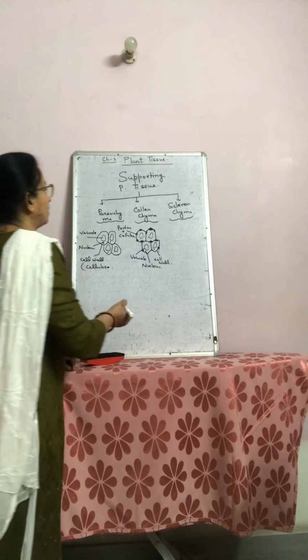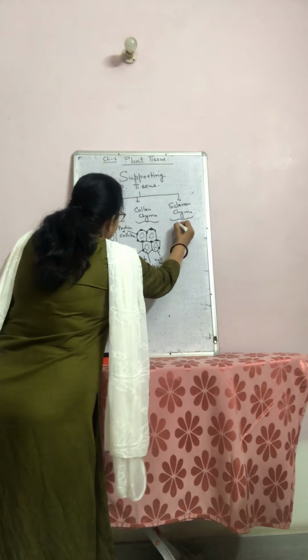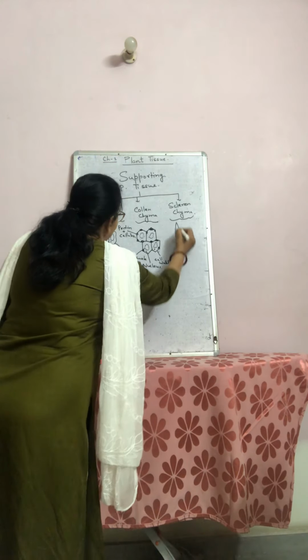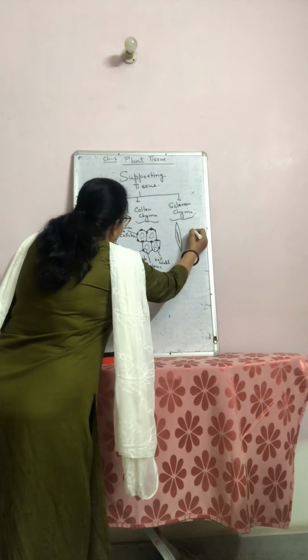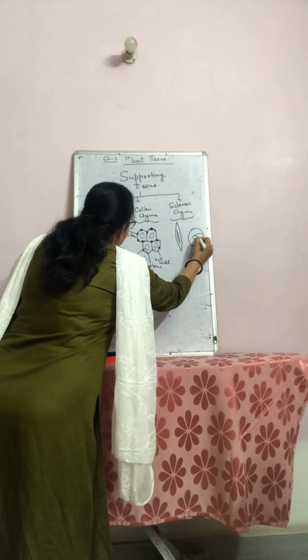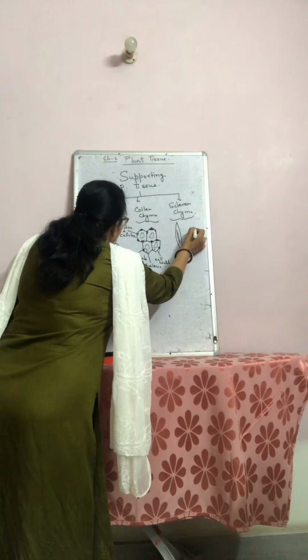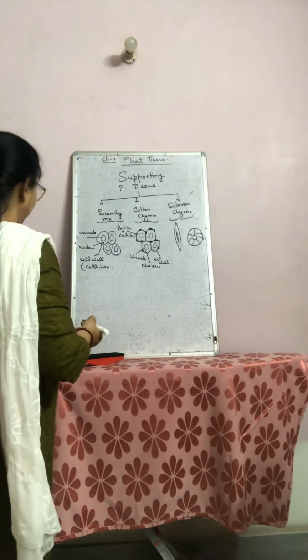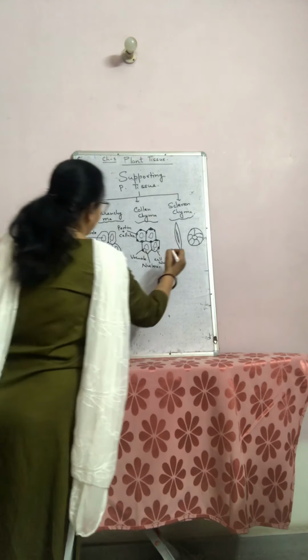Now come to the sclerenchyma. When you see sclerenchyma, you will find such an elongated structure, or in some cases a rounded structure, like this. This one is sclereid and tracheid.